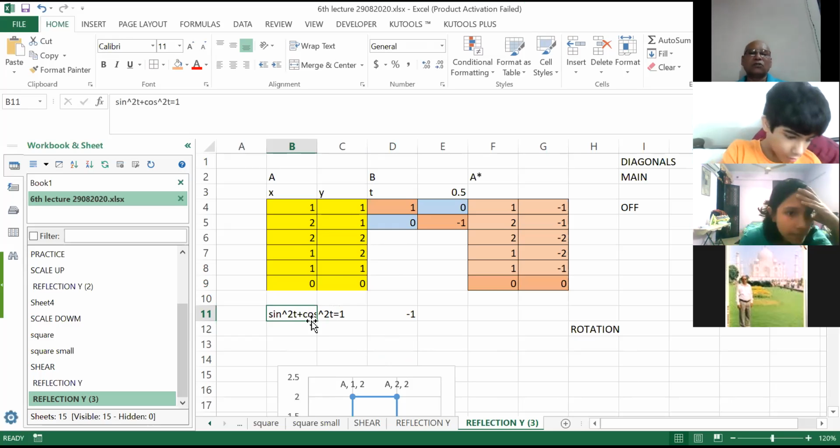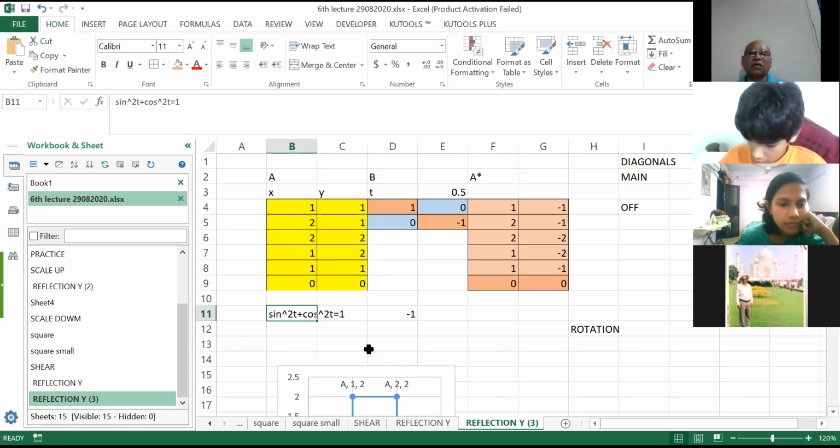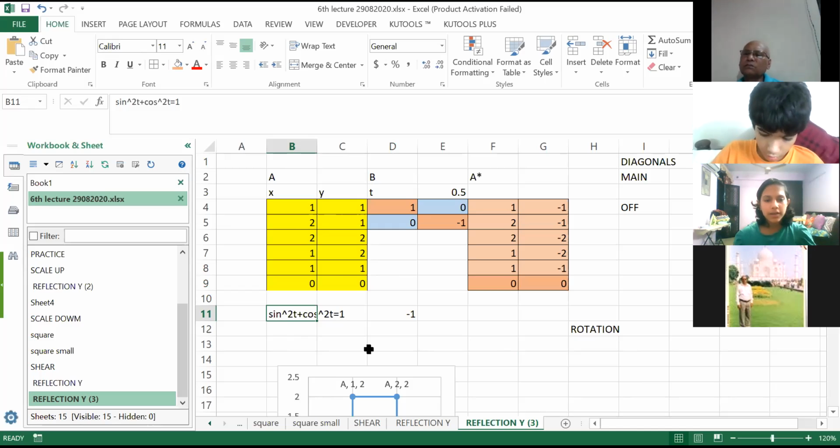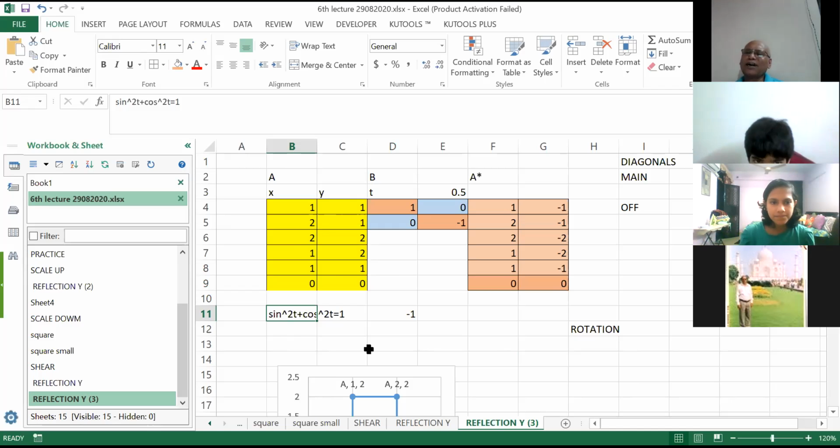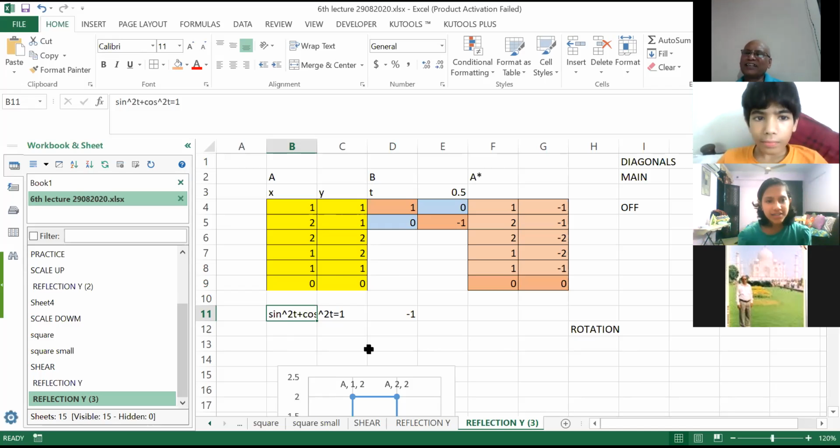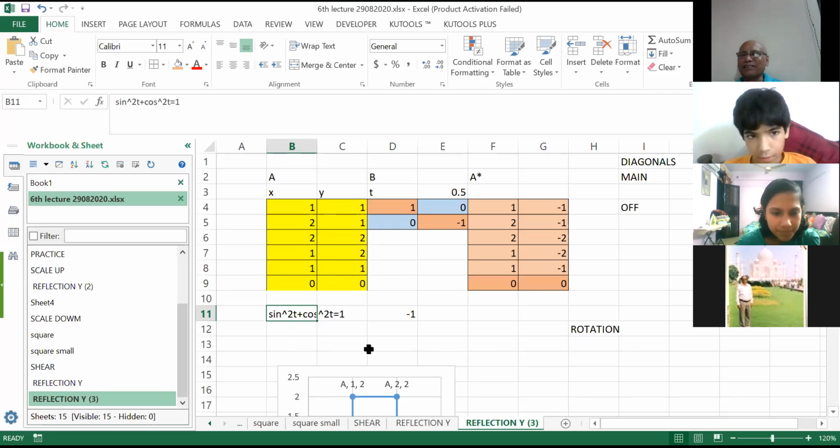Anvi, do you know what this formula means? What is the effect of this formula? It means that when we add sine theta squared plus cos theta squared, the answer is 1. You are right. But what is the effect of that?